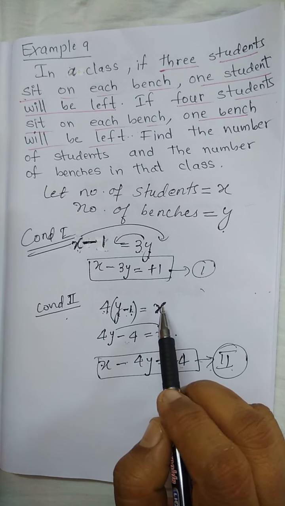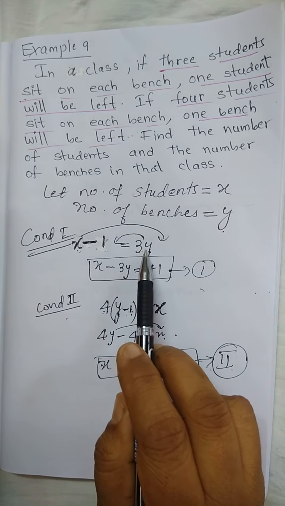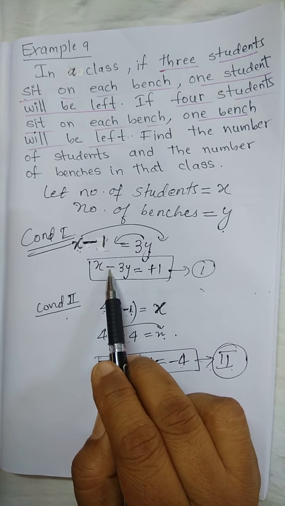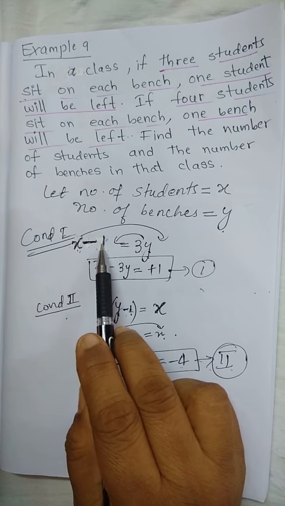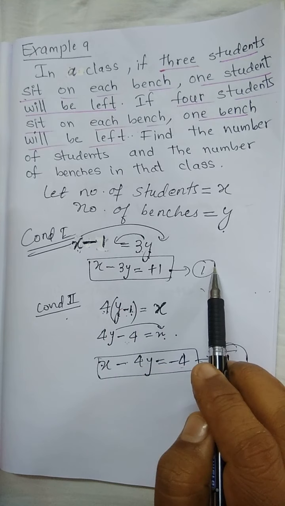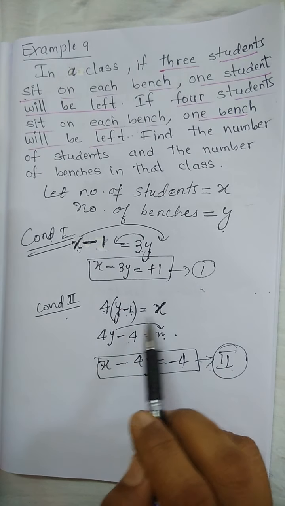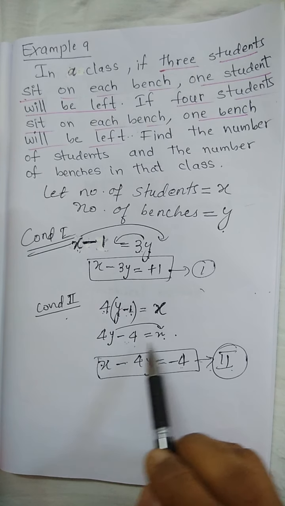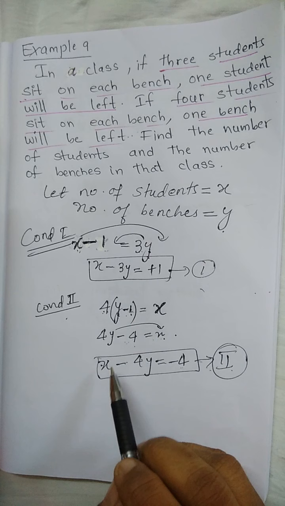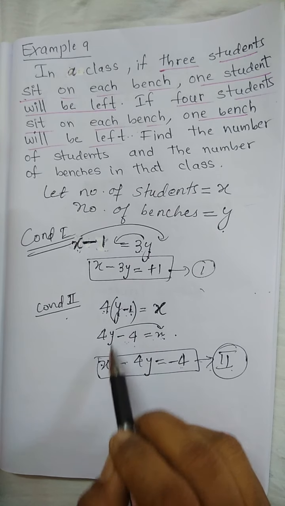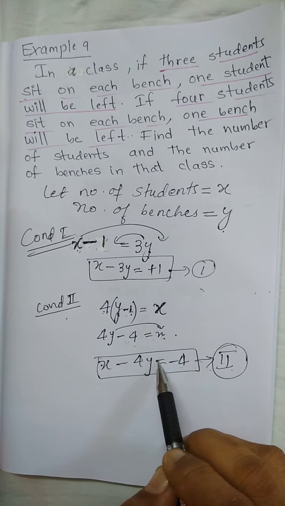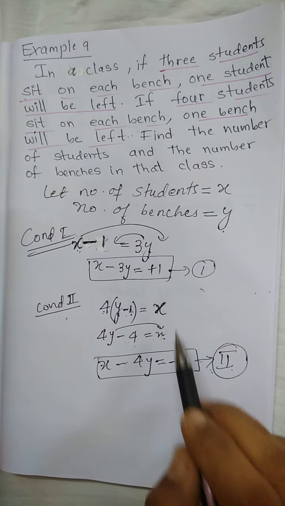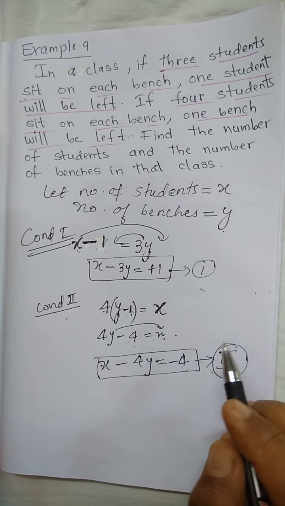Right? Now you solve this equation. x minus 3y, the 3y will become minus 3y, equal to minus 1 will become plus 1. This is the first equation. Now here you solve this: 4 into y, 4y, minus 4 ones are 4, equal to x. Now solve this. First write x, 4y will go here, minus 4y, equal to what is left? Minus 4. This is the second equation. Now solve these both equations by elimination method.